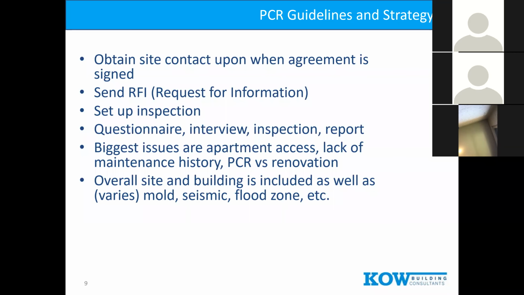Biggest issues in the field: apartment access, lack of maintenance history, and a property condition report versus a renovation, which I'm going to dive into in a few minutes. But apartment access is a big one. And then aside from the inspection, overall site and building info is included, as well as mold, seismic zone, flood zone, some other information that is a research piece in addition to our observation piece.